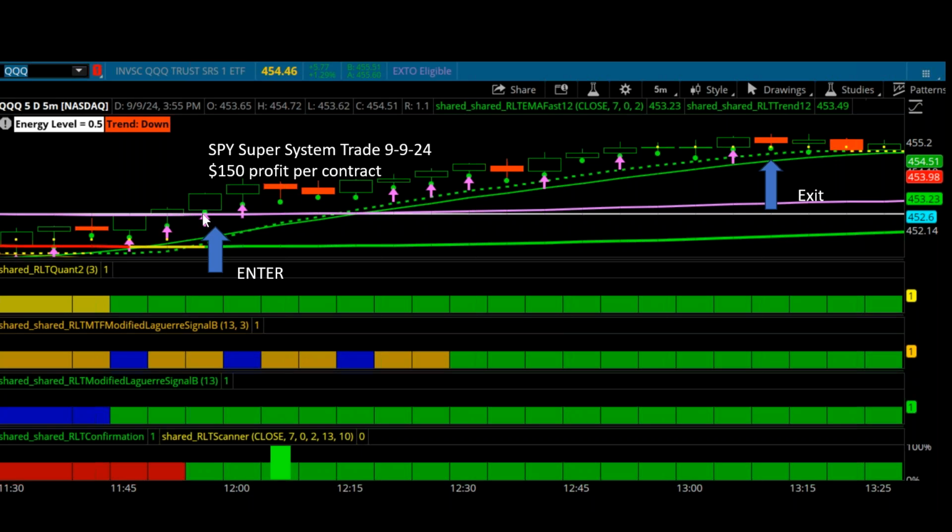As it went through the VWAP, I entered right here on this candle as it broke through. I took a trade right here, and it was above the VWAP. I wanted to stay above the VWAP. Everything stays green, so I can stay in the trade, and I ride it up. No, not a big move. These are fairly small candles, but out right here for $150 a contract on this one as well.